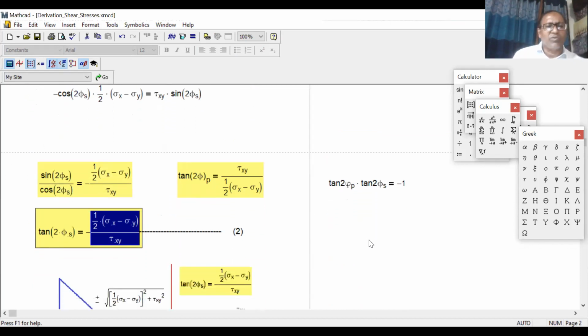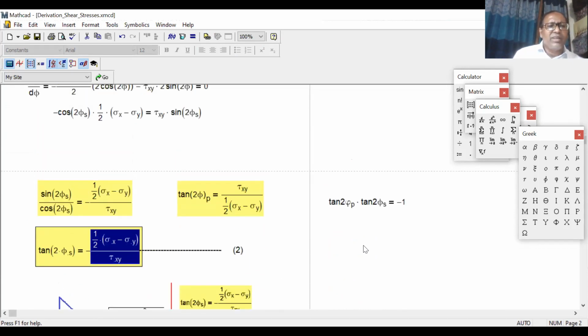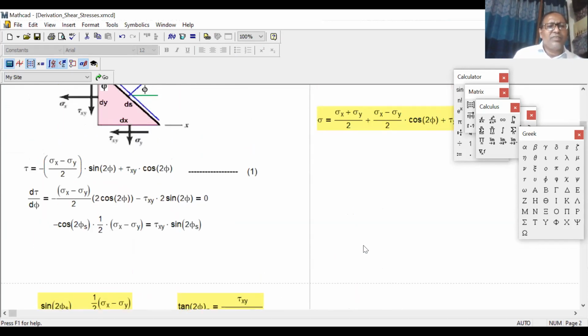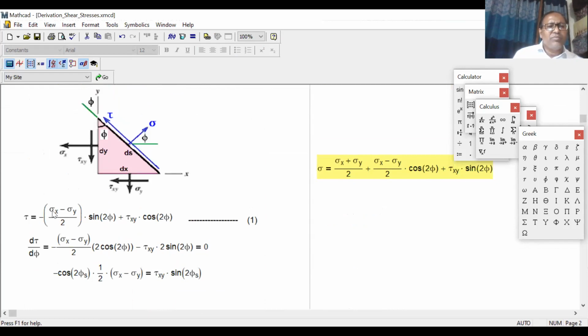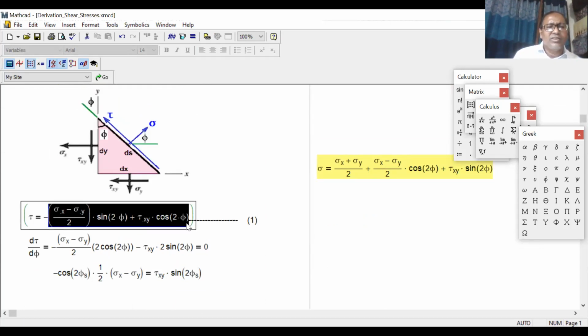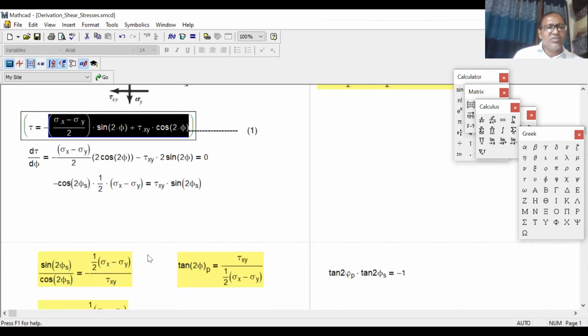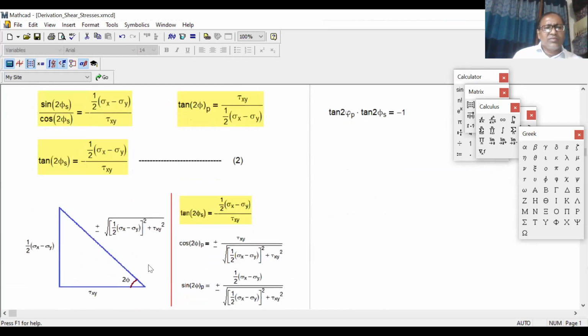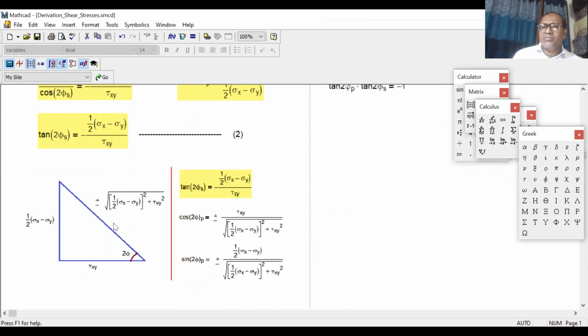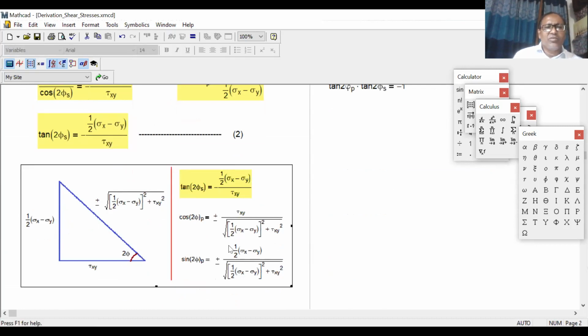Now, mathematically, we would like to figure out the equation for tau max and tau minimum, and we would like to see what the value of sigma is in that case. So, from the trigonometric equation, we make a triangle to figure out cos phi p and sin phi p.